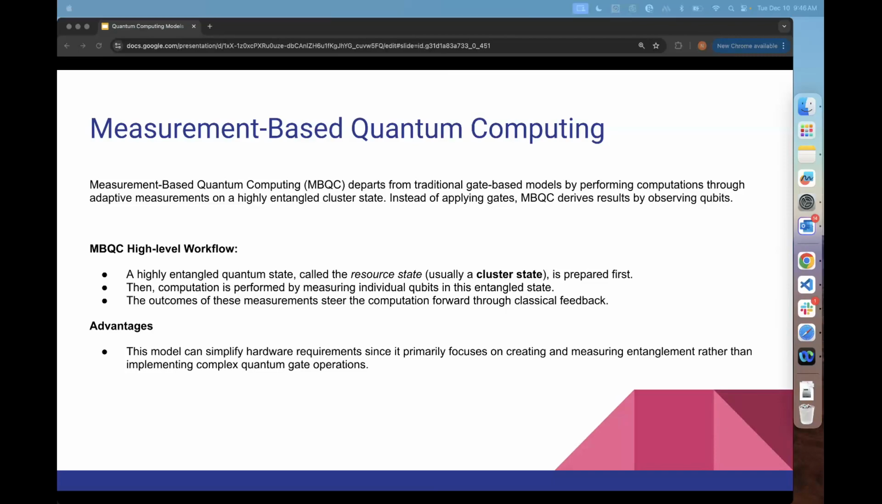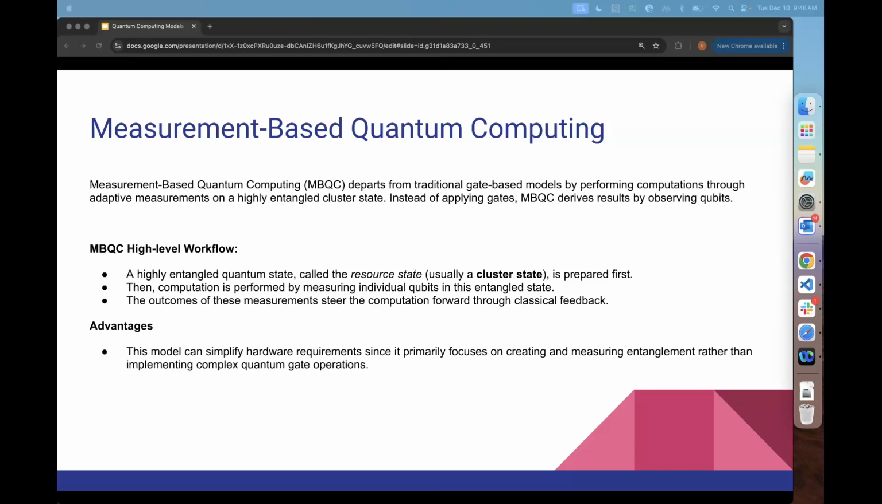First, you create a highly entangled quantum state, which is called the resource state, or in this case, a cluster state is first prepared. And then the computation is carried out by measuring the individual qubits within this entangled state of clusters. So the result of this measurement guides the computation through classical feedback.